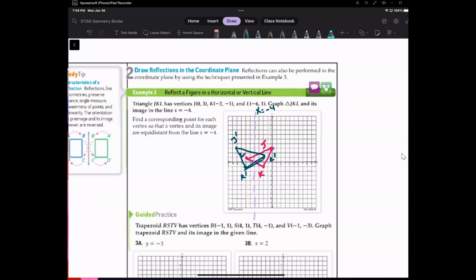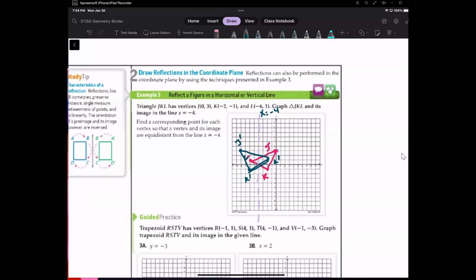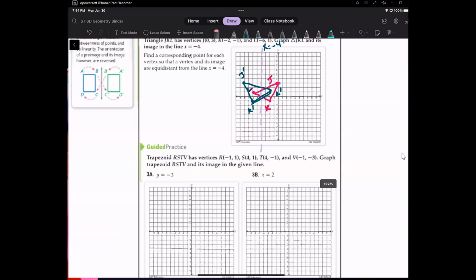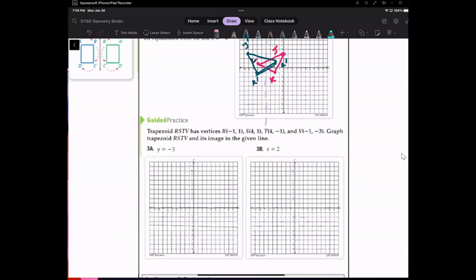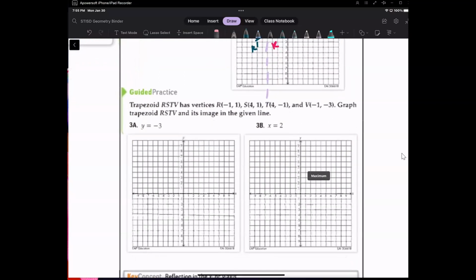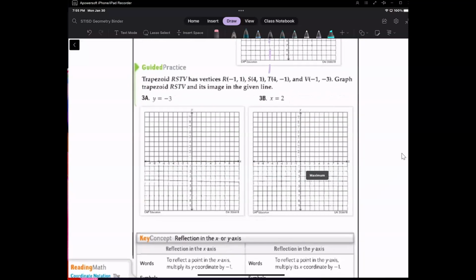It kind of overlaps. What I'd like for you to do is try 3A and try to do 3B on your own. So I'll give you some time to do that.